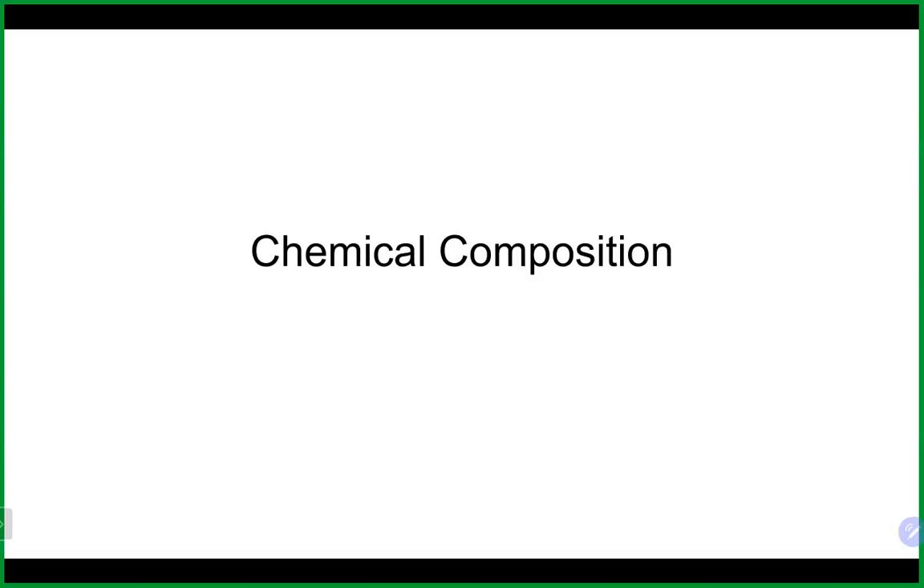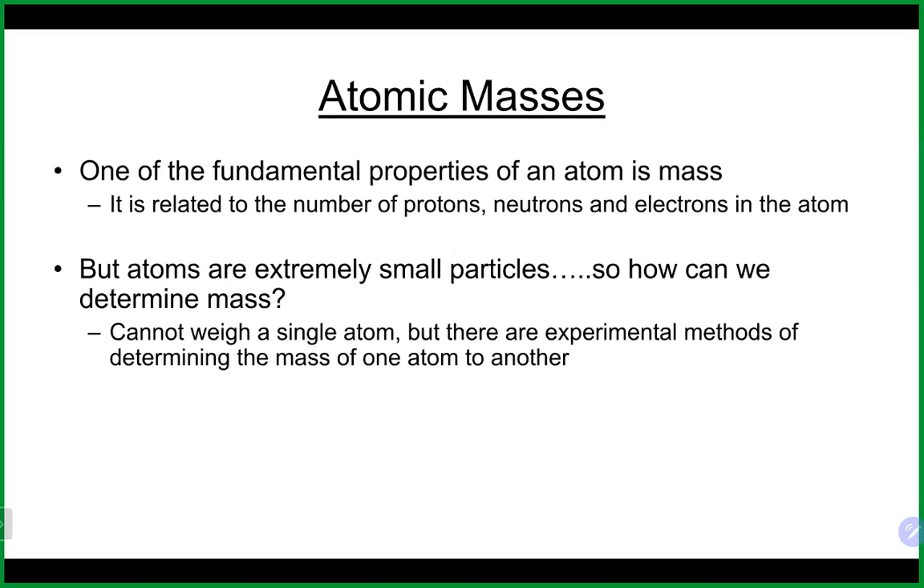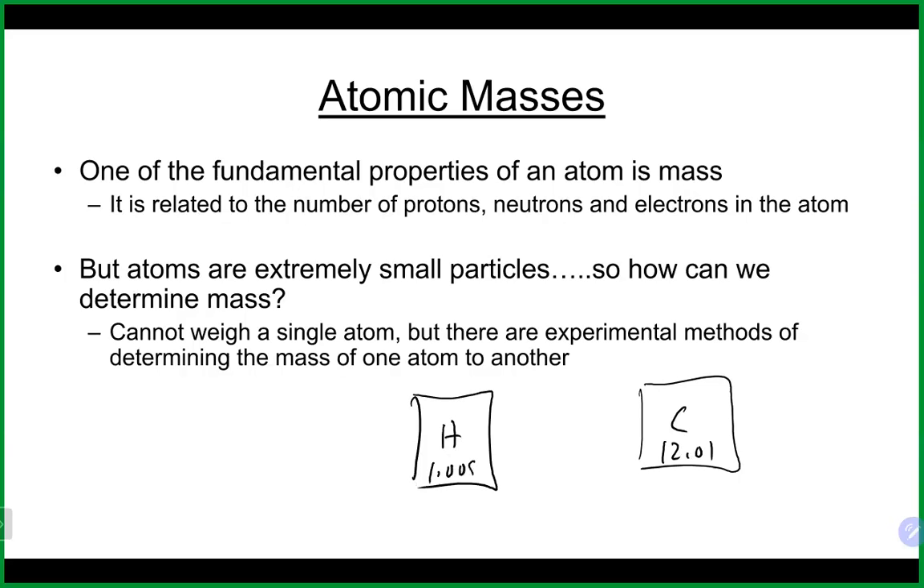So the next thing we're going to talk about is chemical composition, which is atomic mass. That is the other number we see on the periodic table. If we look at carbon, we get 12.01. If we look at hydrogen, we get 1.008. These are the atomic masses. One of the fundamental properties of an atom is its mass, but it's very small, which means you can't just pick it up and put it on a balance and weigh it.